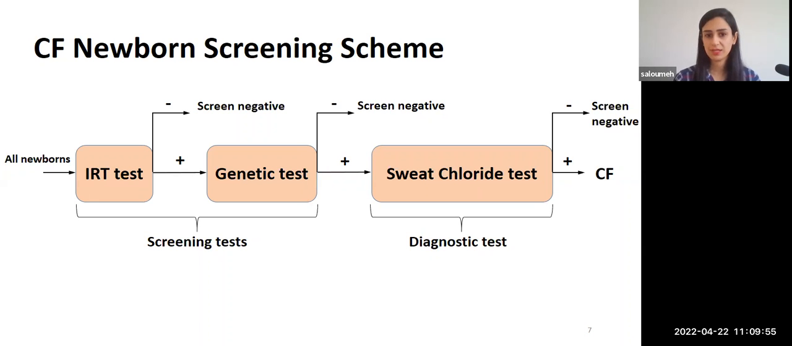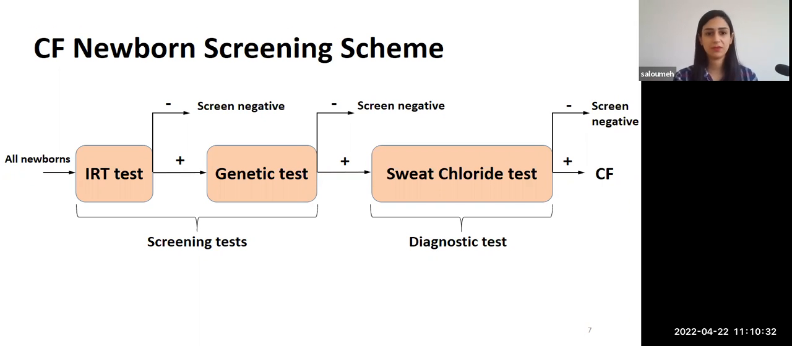If the result is positive, they are sent for a genetic test for cystic fibrosis. Again, if the result of the genetic test is negative, they leave the system. But if the result of the genetic test is also positive, they are sent to the sweat chloride test. The sweat chloride test is actually considered a diagnostic test for CF. If the result is positive, it means that the newborn unfortunately has cystic fibrosis, so they are sent for treatment or consultation. If it's negative, the newborn does not have CF, so they can leave the system. You may ask why we have multiple stages here.